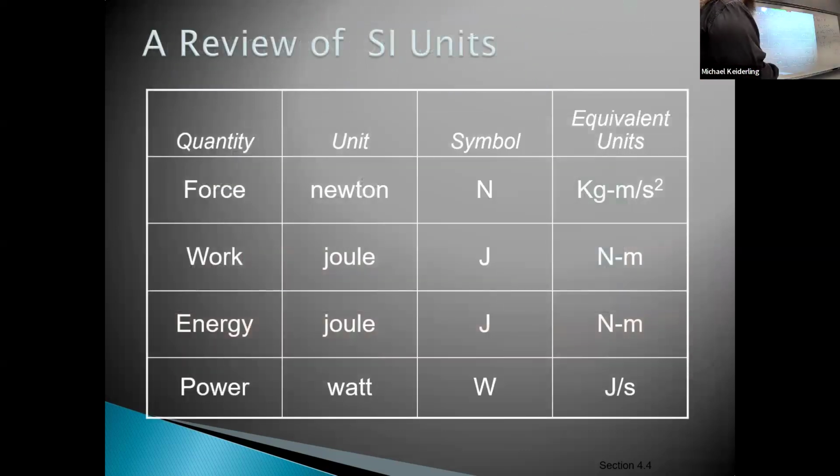So here's a review of the units. A Newton for force. The unit is the Newton. The symbol is a capital N, and it's a kilogram meter per second squared. Work is a joule, which is a Newton meter. So it's a kilogram meter squared per second squared. That's the same for work and energy. And power is a watt, which is a joule per second.